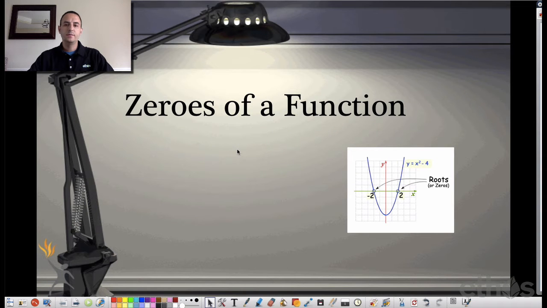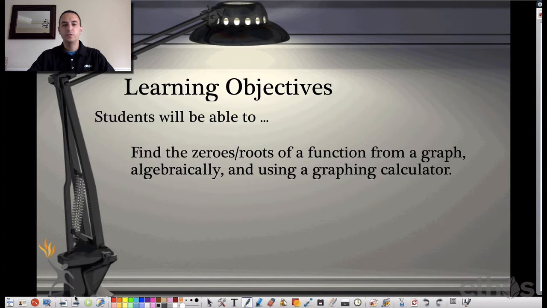All right, welcome back to lesson 4, roots of a function or zeros of a function. Roots and zeros are the same real concepts. It's just two different ways to say the same word. So our goal today is that you're really going to be able to find the roots or zero of any function when you're given a graph or when you're given an equation or even using your graphing calculator. So you've got 3 different ways to identify those roots and zeros.